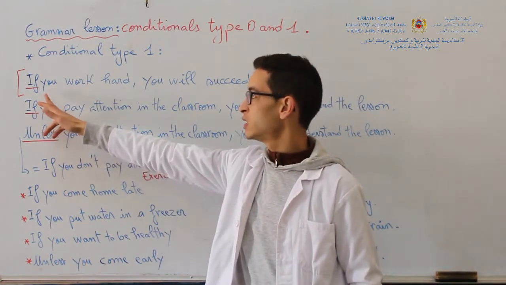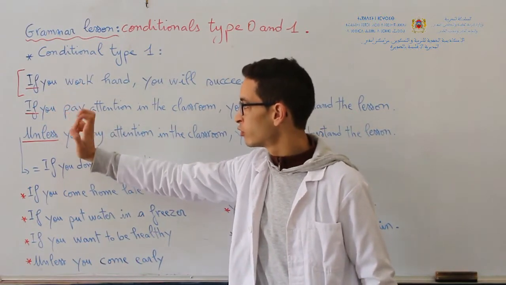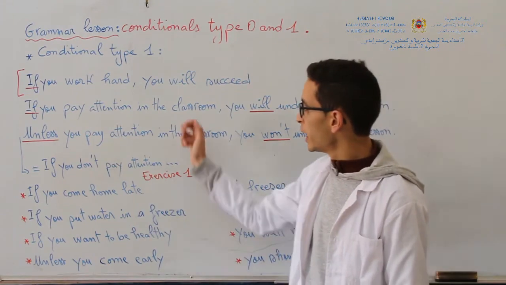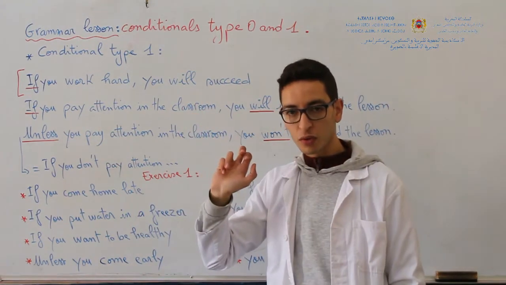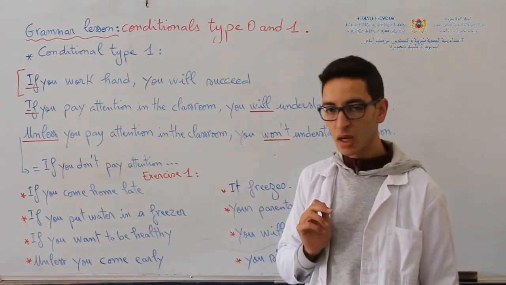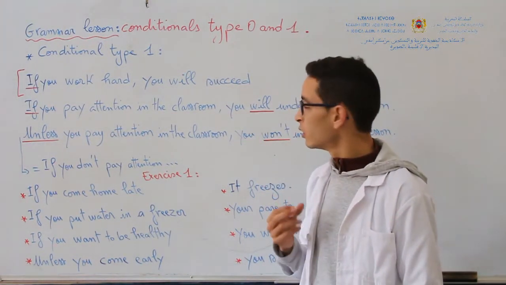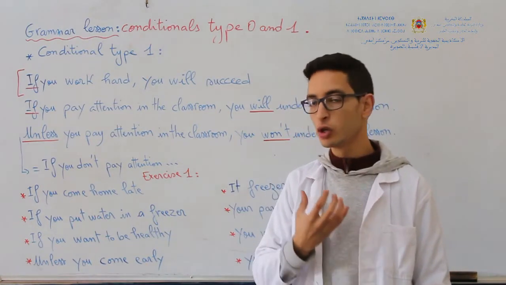So, as you can see here, we have the first verb, which is work. It is conjugated in the present simple. And the verb in the main clause is used with the auxiliary will.